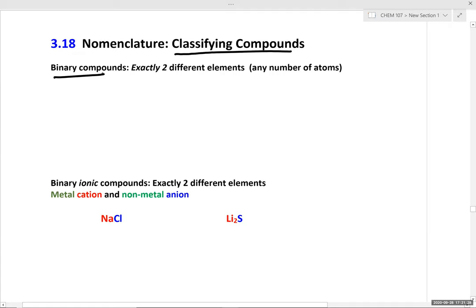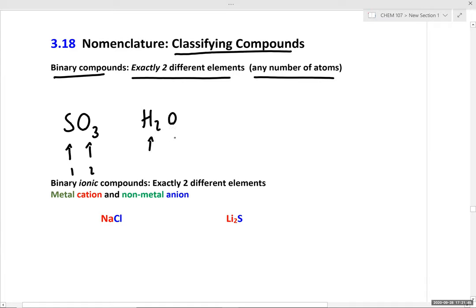So binary compounds have exactly two different elements, but any number of atoms. So for example, SO3 would be a binary compound because we have two different elements. Likewise, water can be a binary compound. Other examples include sodium chloride and carbon monoxide. We have exactly two different elements with any number of atoms.